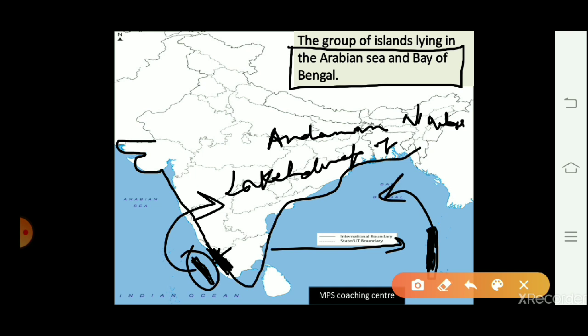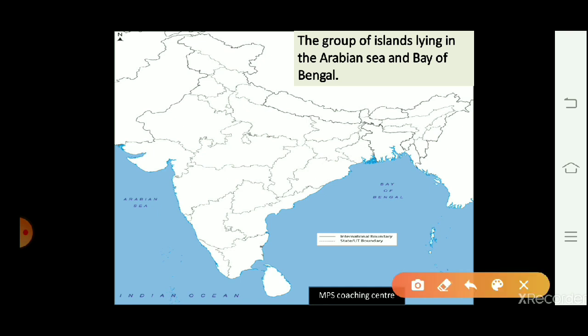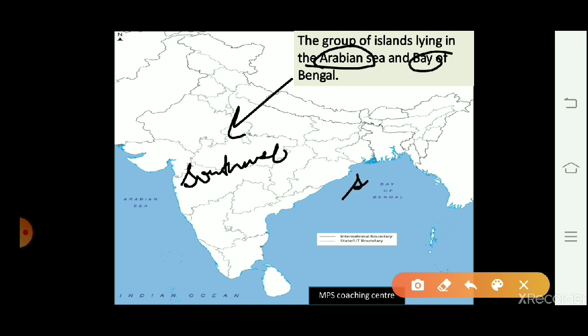Here we have to remember one more thing, that sometimes the examiner, instead of asking Arabian Sea, might ask for the group of islands lying in the southwest, and for Bay of Bengal, southeast. So in the southwest we have to locate Lakshadweep, and in the southeast we have to locate Andaman.